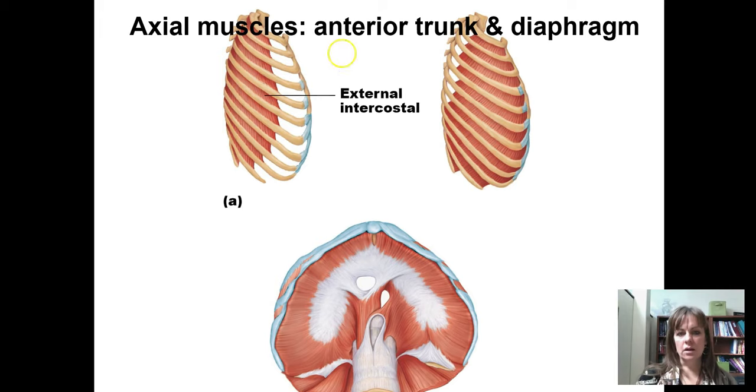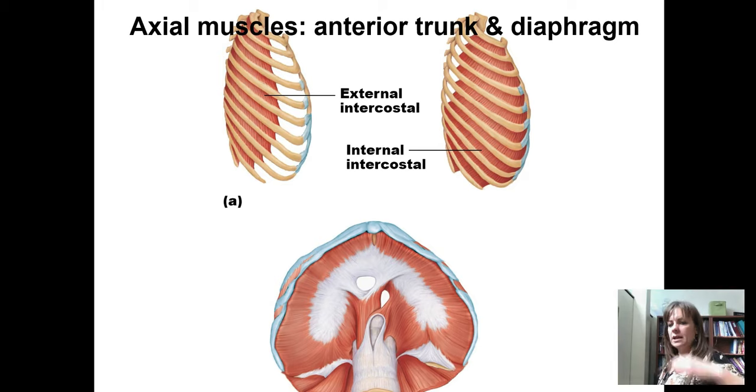Here we have what's called the external intercostals, and over here we have what's called the internal intercostals. I want to focus on the internal ones first. Just so you know, what you're looking at is a side view. Let me get in the same direction here. You're looking at a side view of the ribs, so you're coming in from this direction, looking at this surface of the rib cage.